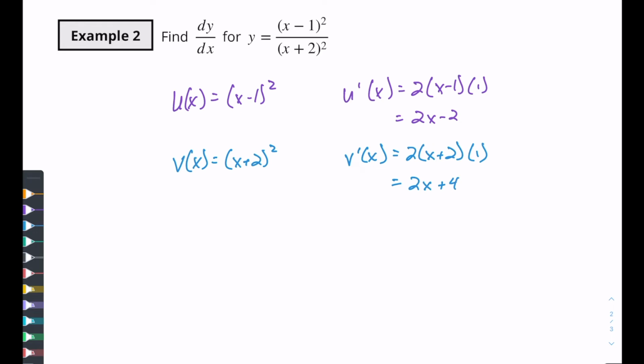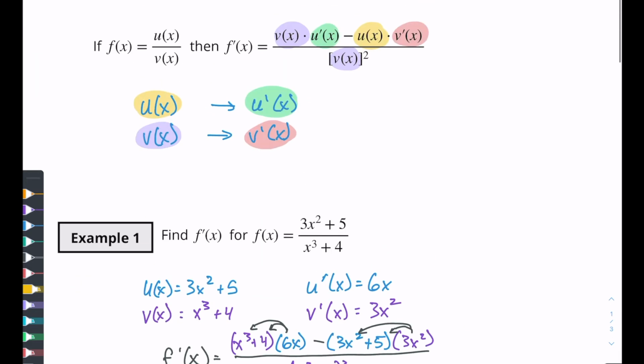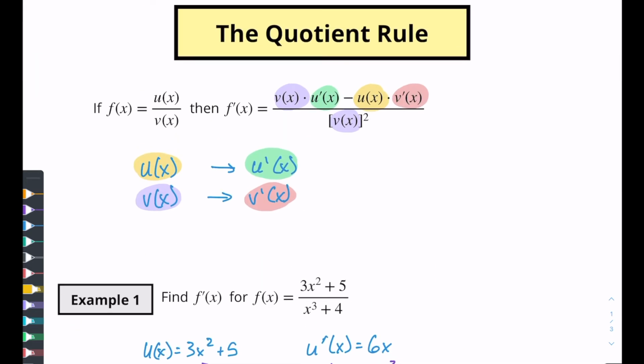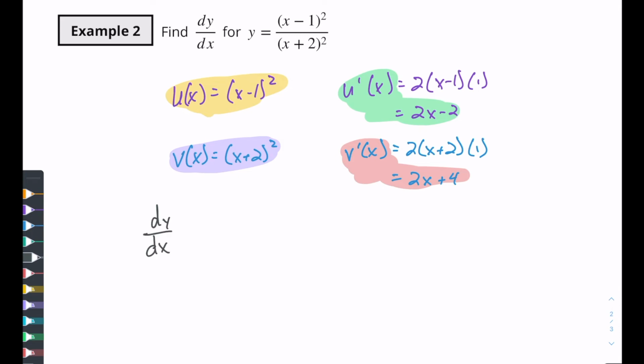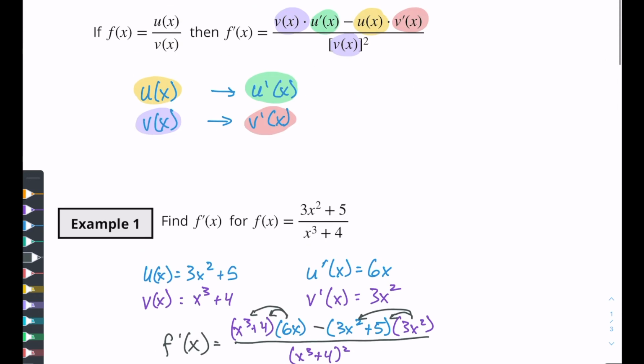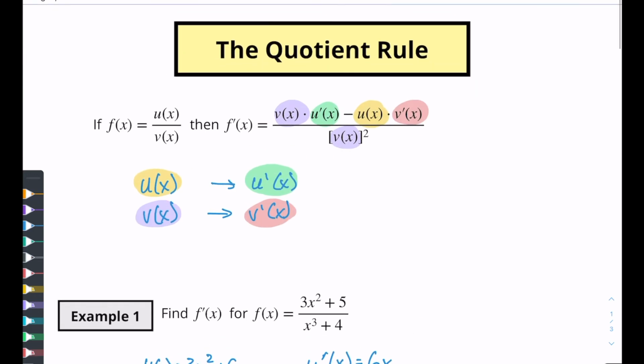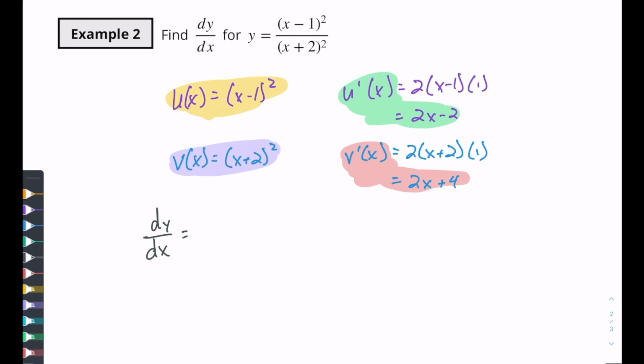Oh, well, these two things are kind of similar. I wonder if that's going to work out the same way. So let's do our colors again. So what colors do we have? Yellow, green, purple, pink. So our derivative function, not f of x, our derivative function dy of dx is equal to, let's double check, purple, green, yellow, pink. Purple, green, yellow, pink. So it's almost like that. There we go.